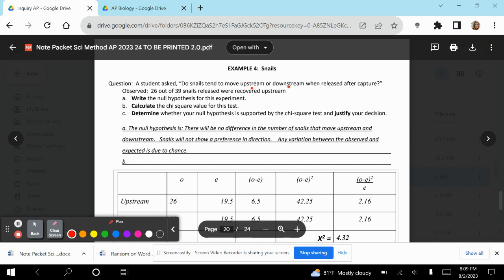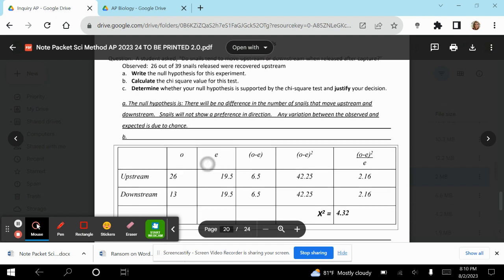And so here is our observed number. So we've done this experiment. So again, O means observed. So I'm going to put these observed numbers in this observed column. But I want to show you something. You note that sometimes they'll list data in a way that's a bit tricky. And so if you're rushing through this problem, you might have written down upstream is 26 and downstream is 39. But that's not what it's saying. It's saying 26 out of the 39 snails that were released were recovered upstream.